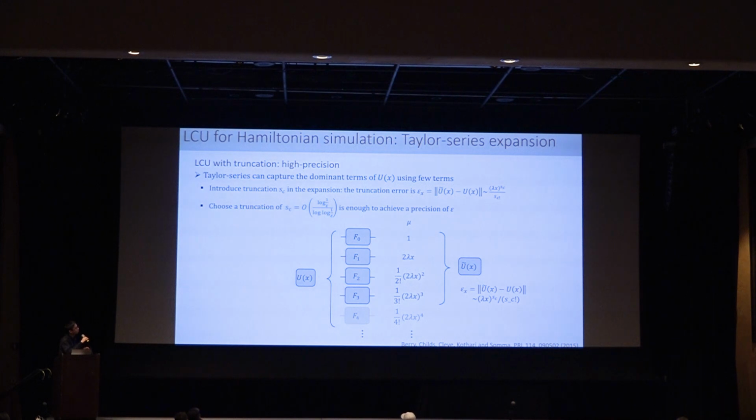But what we know is that the Taylor expansion is a very good expansion. It promises us that the tail of this truncation will be very small, exponentially suppressed. So basically this promises us a high precision Hamiltonian simulation.